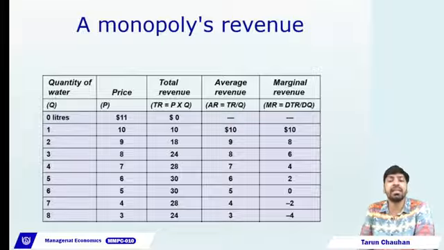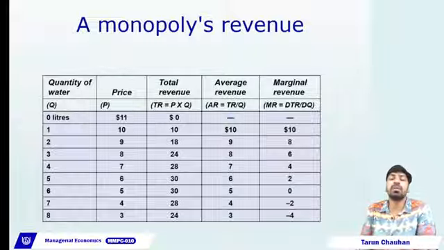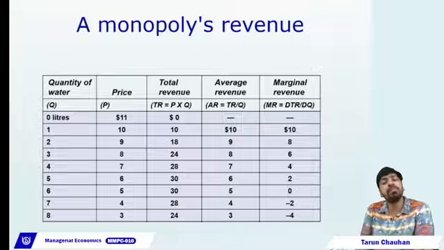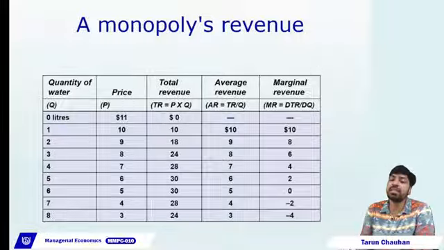24 minus 18 is 6, so 6 by 1 is 6. 28 minus 24 is 4, so 4 by 1 is 4. And 2, and so on; you can see the values are 0, minus 2, minus 4. If you look at the shape of the marginal revenue, it initially increases and then declines; it reaches 0 and becomes negative. When we talk about marginal revenue, it is always declining.